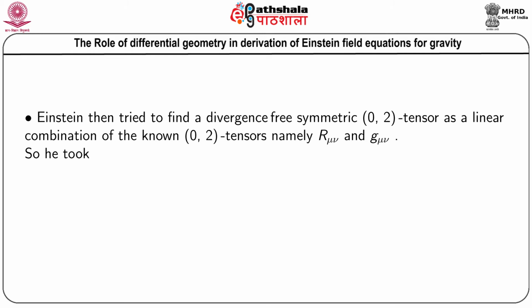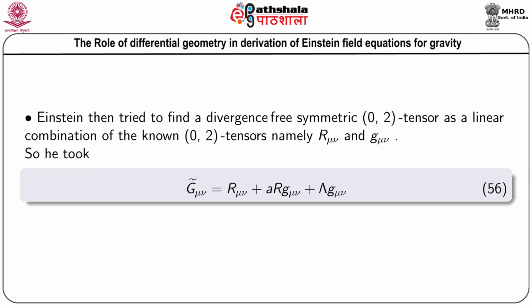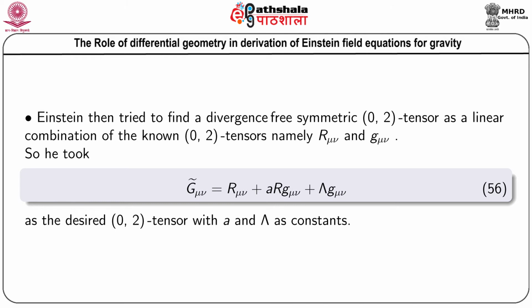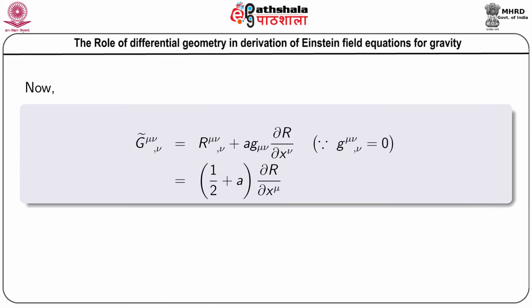So, Einstein considered the combination of these two tensors and he took G tilde mu nu equals R mu nu plus A R G mu nu plus gamma G mu nu as the desired 0 to tensor with A and gamma as constants. Now, G tilde mu nu comma nu, that means the covariant derivative of G tilde mu nu with respect to nu, is equal to R mu nu comma nu plus A G mu nu del R del x nu, as G mu nu comma nu equals 0.